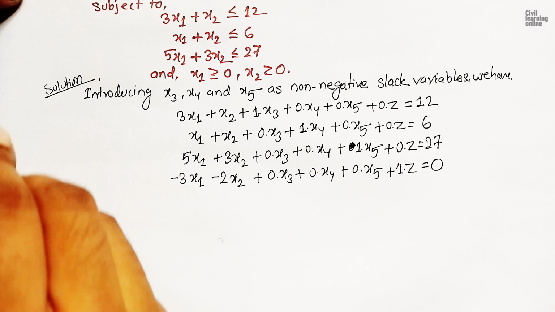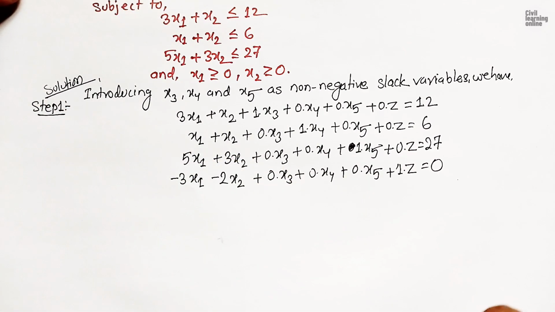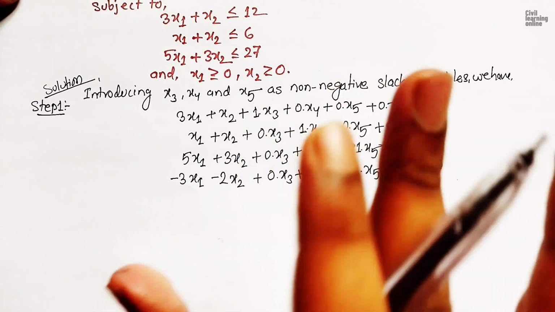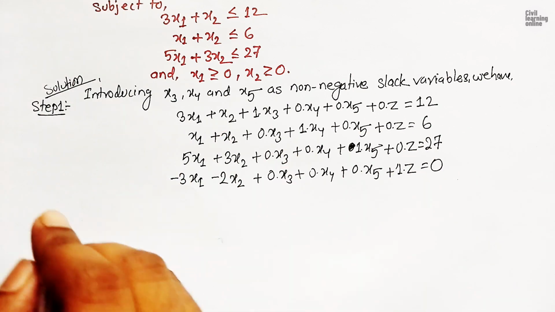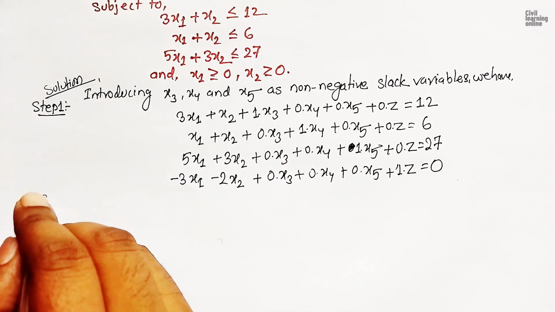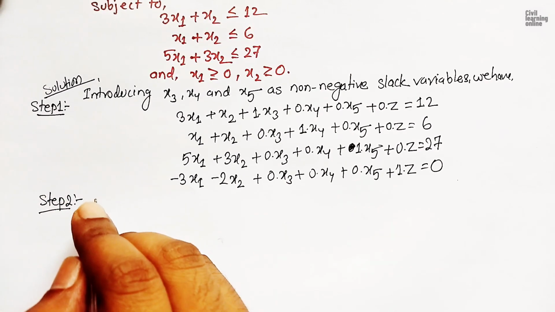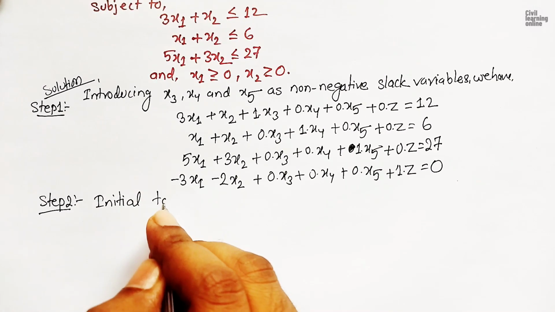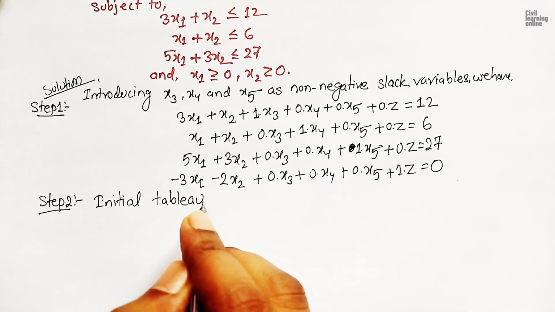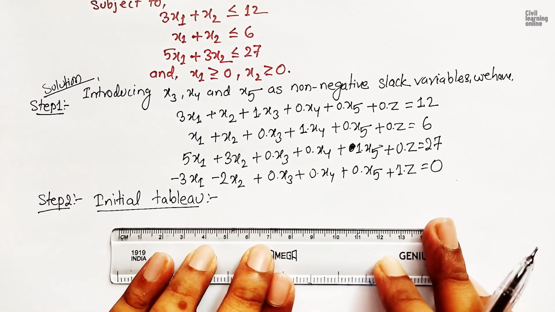This was our step 1. In step 1 we introduced non-negative slack variables. Now it's time for step 2. In step 2 we will draw the initial tableau of the simplex method. So we will write here step 2, initial tableau. How are we going to draw the initial tableau? Simply draw a line here.